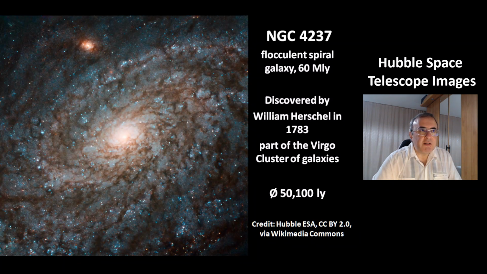This is a picture of the galaxy NGC 4237. It's a flocculent spiral galaxy at 60 million light years distance. It was discovered by William Herschel in 1783, and it's part of the Virgo Cluster of galaxies. The galaxy's diameter is 50,100 light years. That means it's about half the size of the Milky Way.